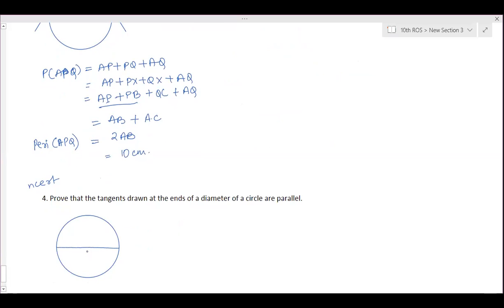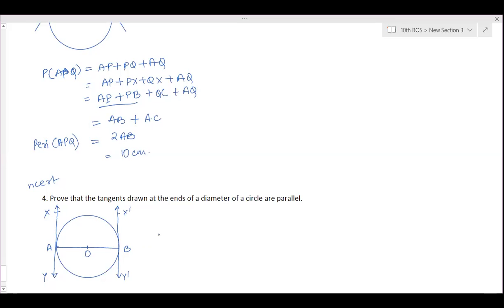Ma'am, can I guess? This end of diameter, two tangents can be drawn. This is easy. AB is the diameter. XY. And this is X dash, Y dash. Who can prove? Easy.